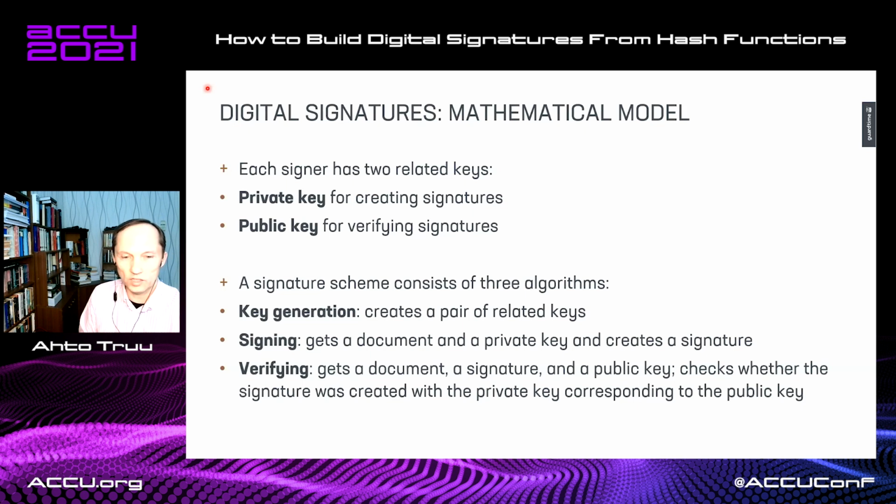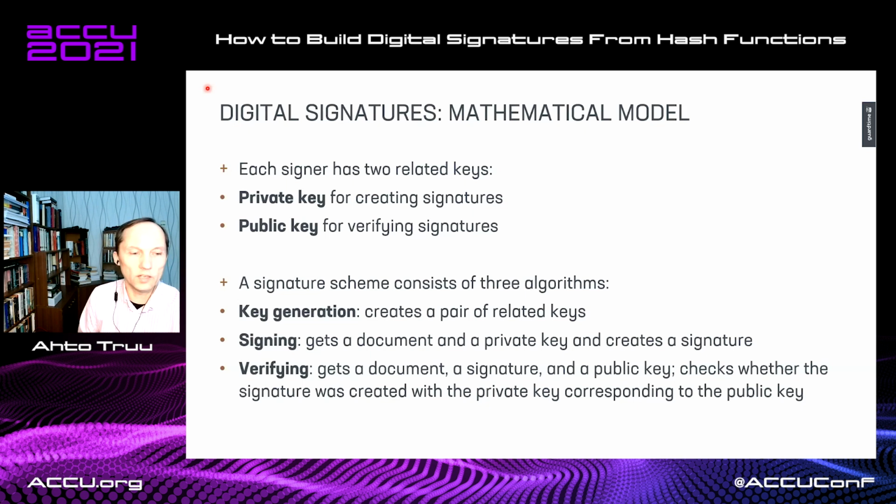So first is key generation, which generates a new pair of related keys. This is a randomized algorithm to generate a new pair of keys, a private key and a corresponding public key. Then you keep the private key private to yourself and share the public key with everybody who needs to have it, or just publish it into some directory.